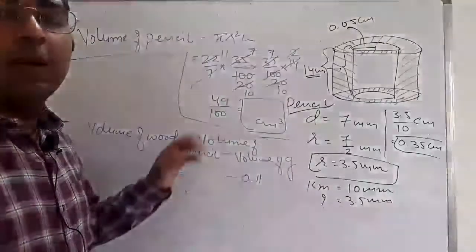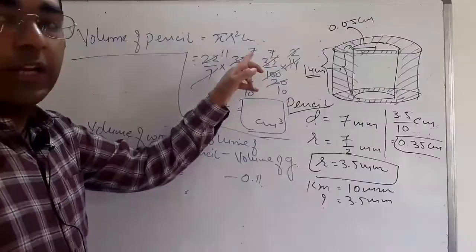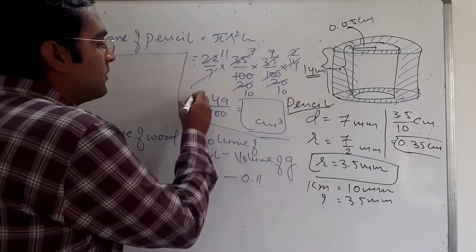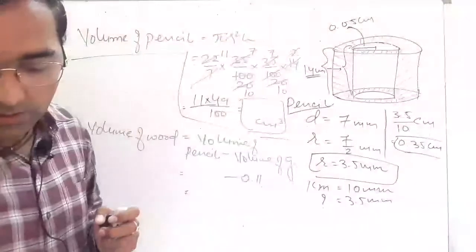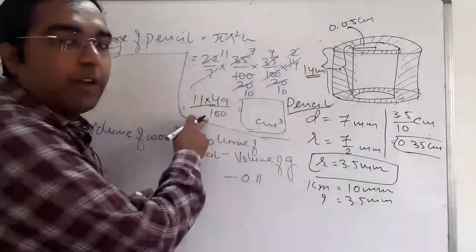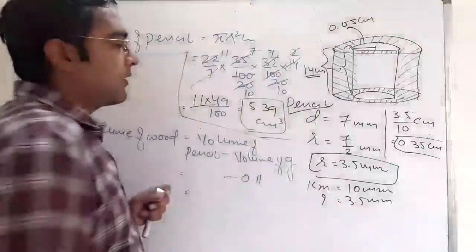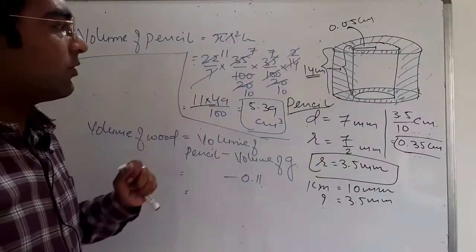Students, here is my mistake: I forgot to multiply 11 to the 7 sevens are 49. So I'll multiply 11 to the 49. So 11 into 49 is 539. 539 divided by 100 is 5.39 centimeter cube.